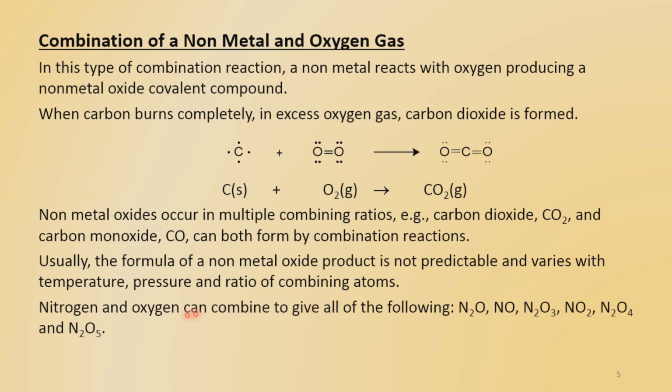A particular extreme case is nitrogen combining with oxygen, giving all the various nitrogen oxide compounds. For example, nitrous oxide, nitric oxide, dinitrogen trioxide, nitrogen dioxide, dinitrogen tetroxide, and even dinitrogen pentoxide.